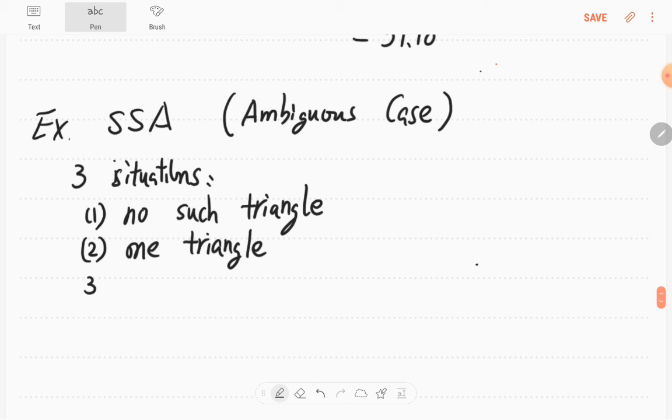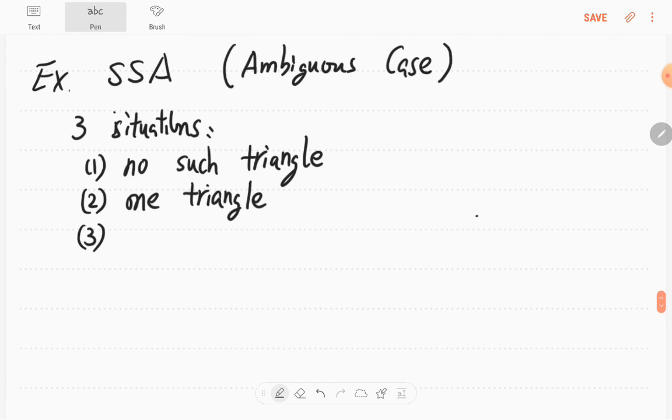And the third situation is there are two distinct triangles. Okay, let's see why this would happen.